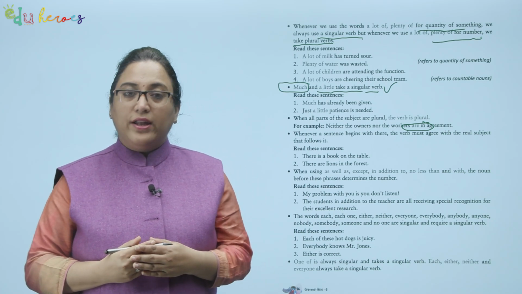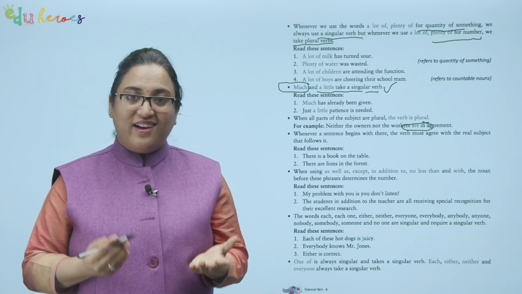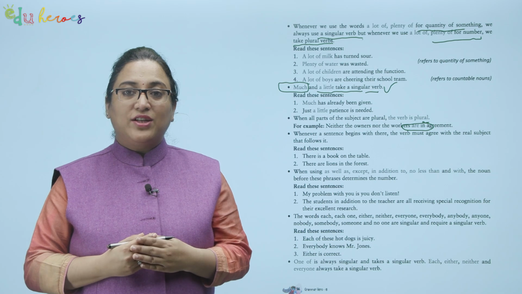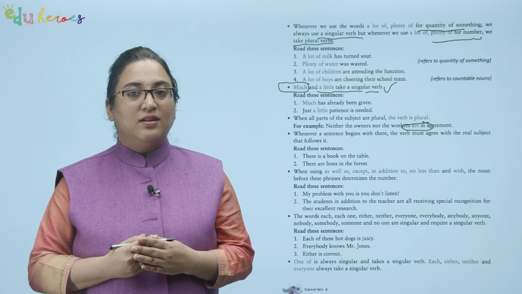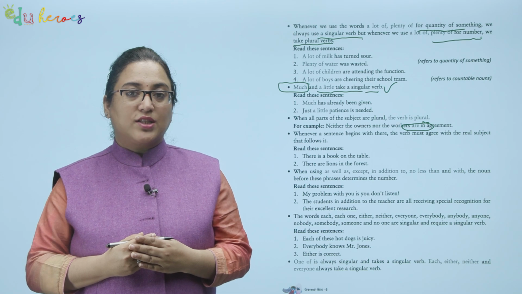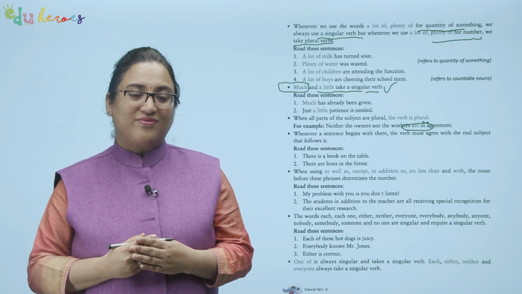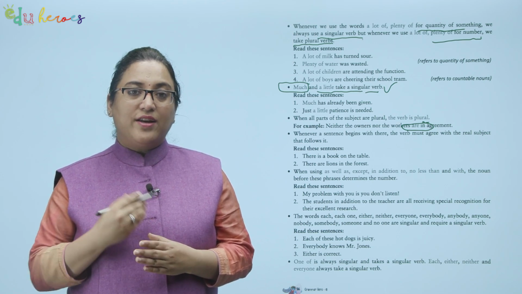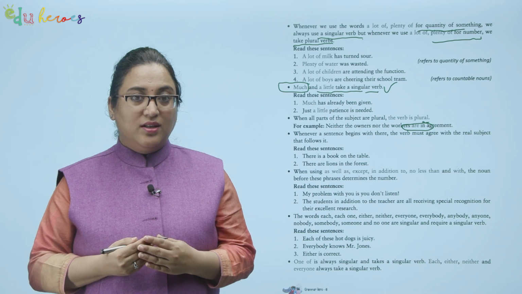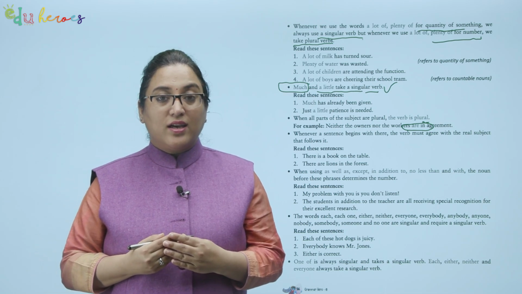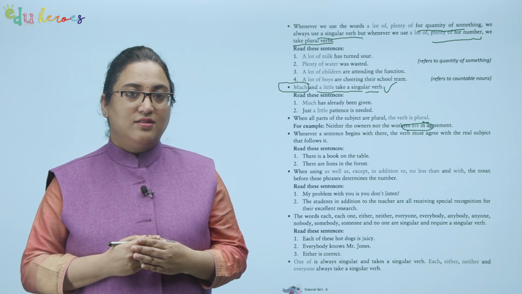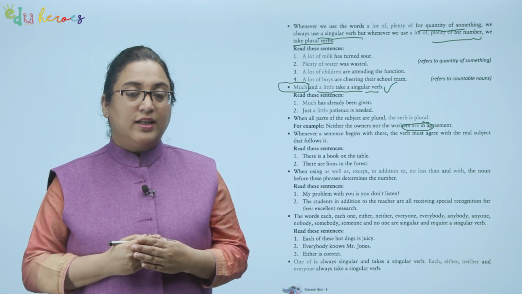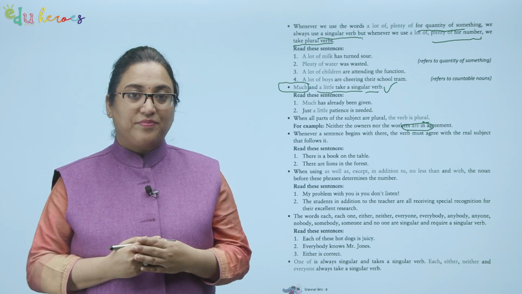Now, whenever a sentence begins with there, the verb must agree with the real subject that follows it. There might be more than one subject, but we have to stick to the real subject. Let's see how. There is a book on the table. There are lions in the forest. So we will stick to the first subject, that is book. And in the second sentence, lions.